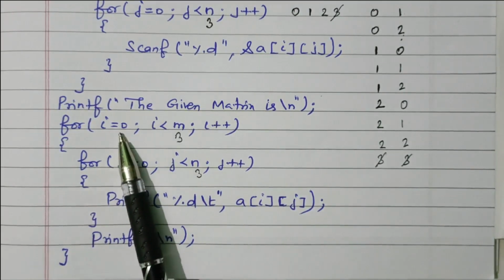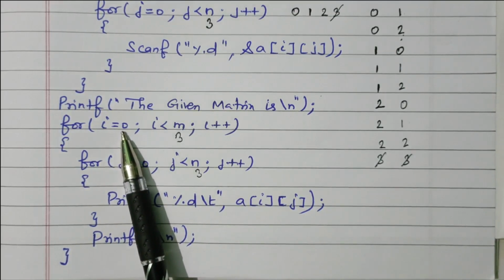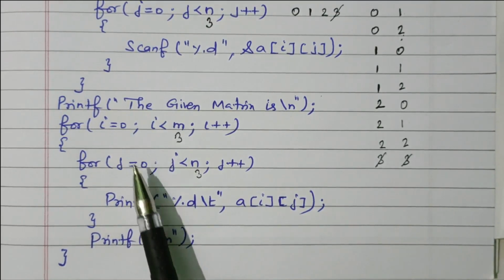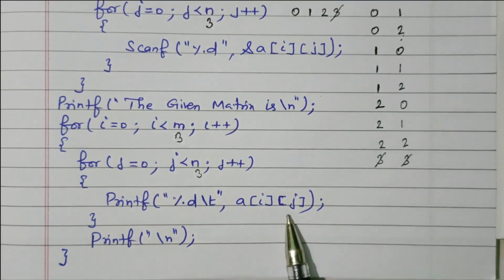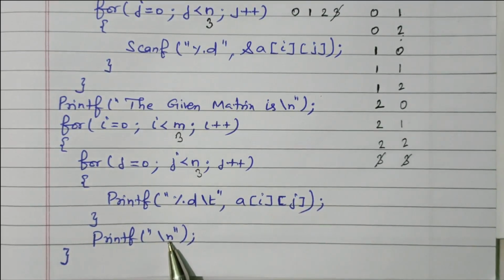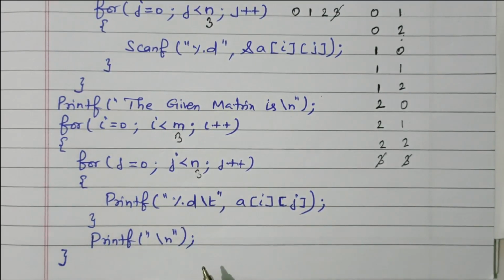Then it will go to the outer loop. i equal to 2: 2,0, 2,1, 2,2 with the tabbing, it will display. Then it will go to the next line. So all 3 rows are displayed. Now we'll see the output of this program.